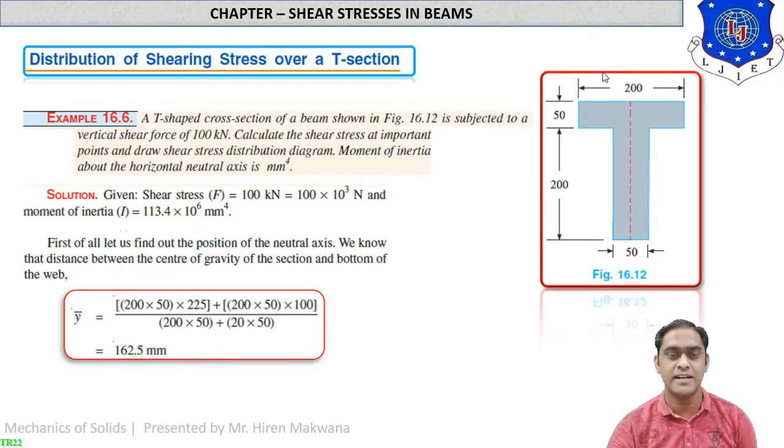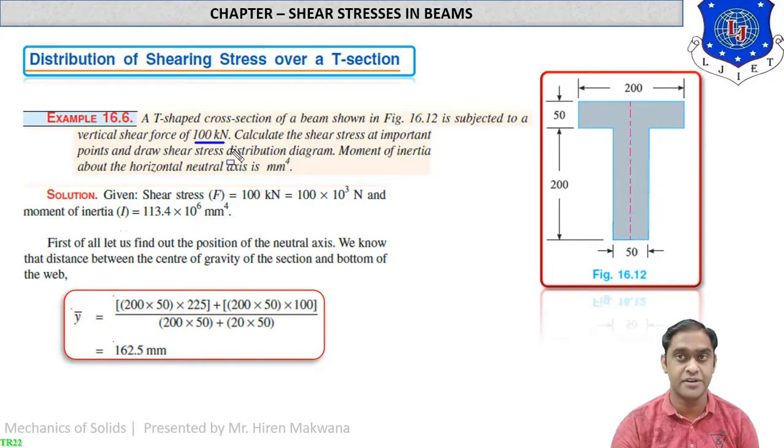You can see what is the data given in the example number 6. T-shaped cross section of a beam shown in figure is subjected to vertical shear force of 100 kN. You see, vertical shear force is 100 kN, means capital F, which we will use in the equation. So F equal to 100 kN. Calculate the shear stress at important points.